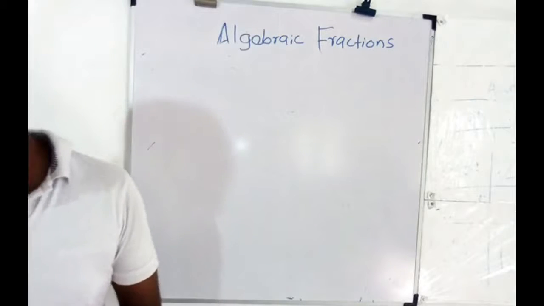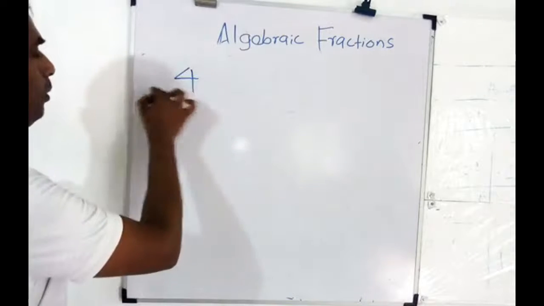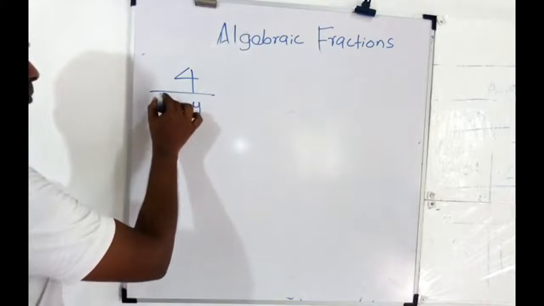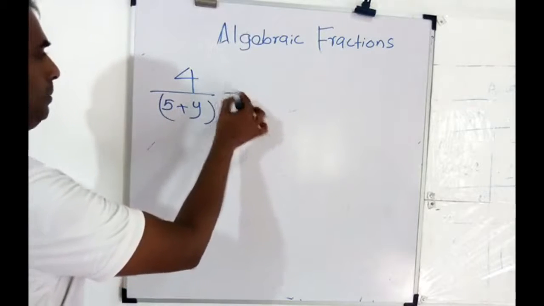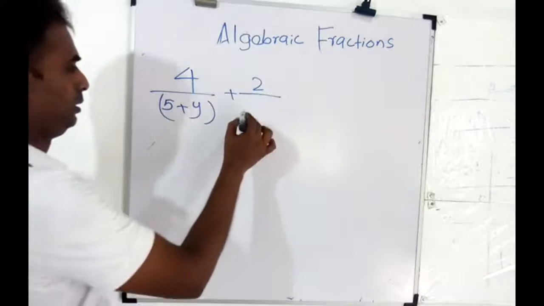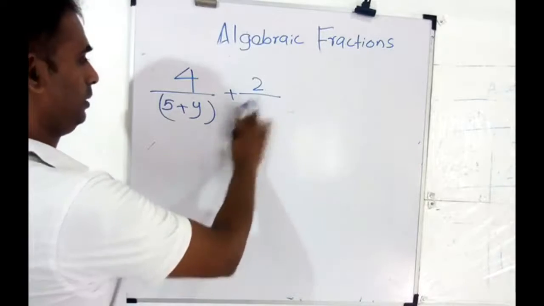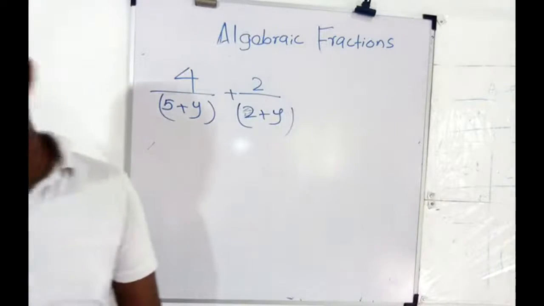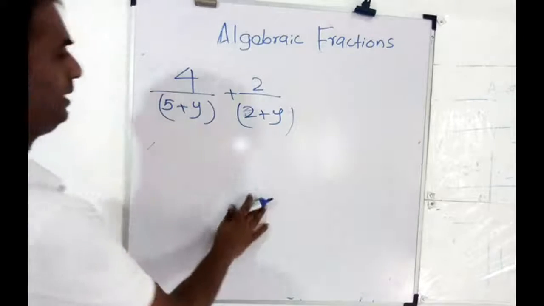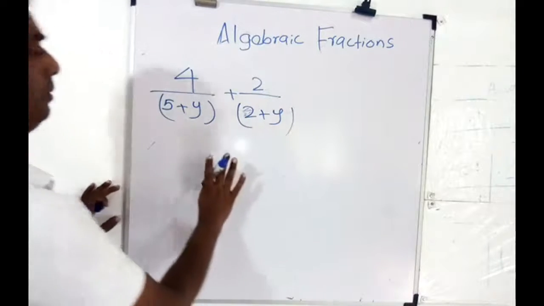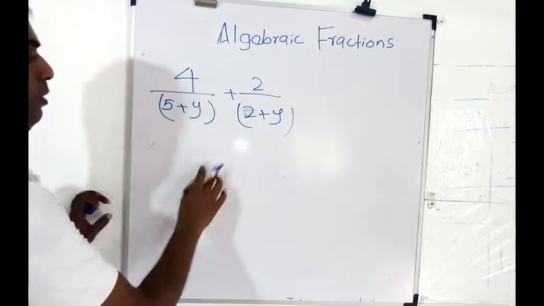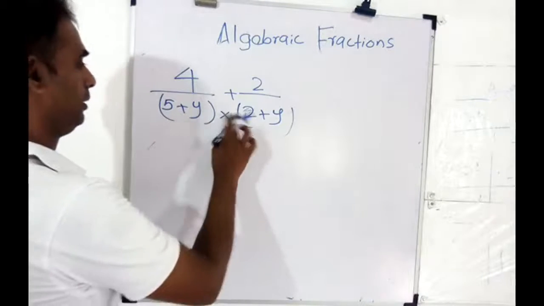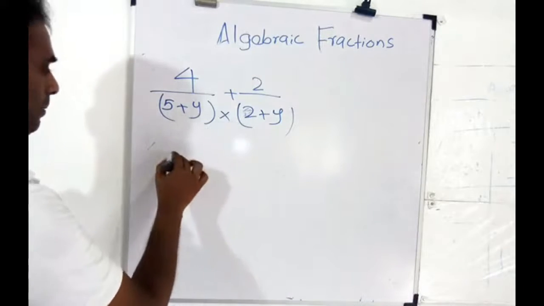Next one. For example, 4 over 5y plus 2 over 2y. See here. First one, now we want to find the LCM. How do we find the LCM? We want to multiply both, no? When we multiply both, what happened?